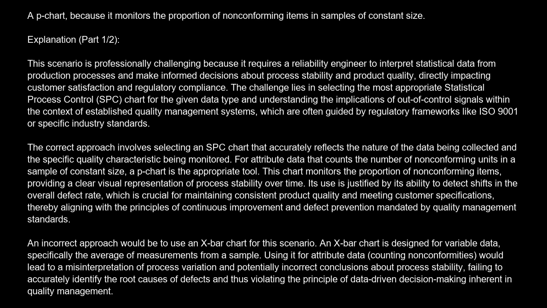An incorrect approach would be to use an X-bar chart for this scenario. An X-bar chart is designed for variable data, specifically the average of measurements from a sample. Using it for attribute data, counting nonconformities, would lead to a misinterpretation of process variation and potentially incorrect conclusions about process stability, failing to accurately identify the root causes of defects and thus violating the principle of data-driven decision-making inherent in quality management. Another incorrect approach would be to use an R chart.